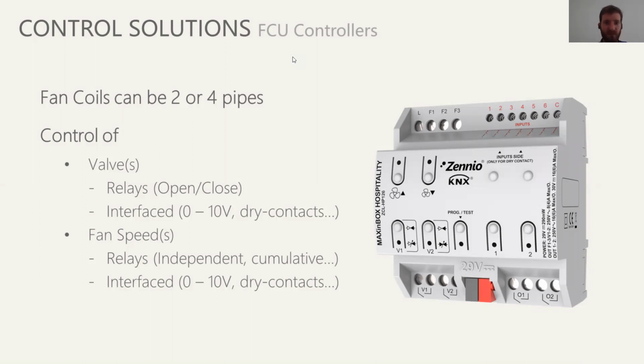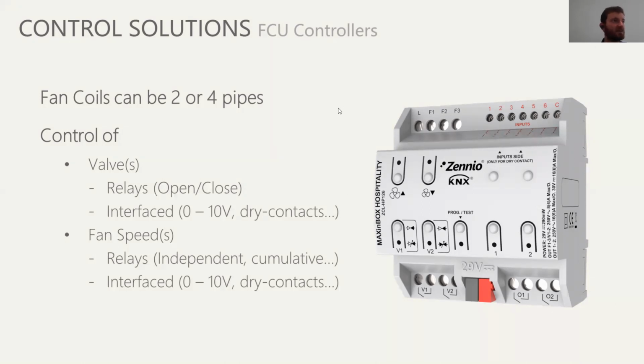But whether it's a 2 or a 4 pipe, what you're controlling is basically the valves and the fan speed. The main difference in terms of control is that in a 2 pipe, you just control 1 valve, and in a 4 pipe, you control 2 valves, 1 for hot and 1 for cold refrigerant.